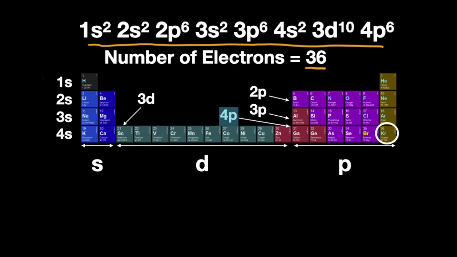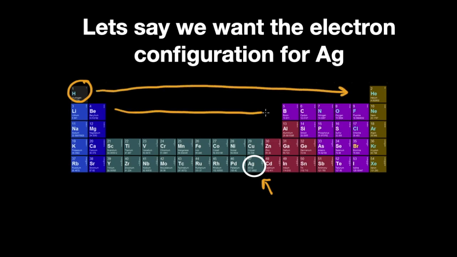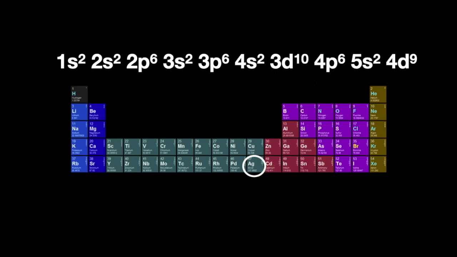So let's say that you want to find the electron configuration for something like silver, which is Ag. And so silver is going to be right here on the periodic table. And to get the electron configuration for silver, what you're going to do is start right here at the top left, and you're going to move from left to right and from top to bottom. And you're going to go through all these different atoms on the periodic table until you get to Ag right here. And whenever you go through all these different atoms and get to Ag, the electron configuration is going to look like this. So here's the electron configuration for Ag.